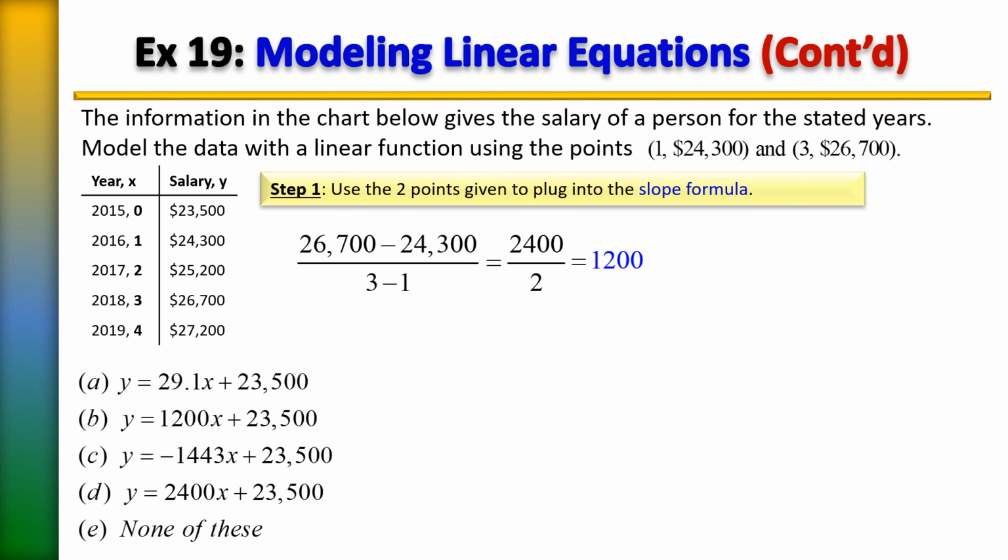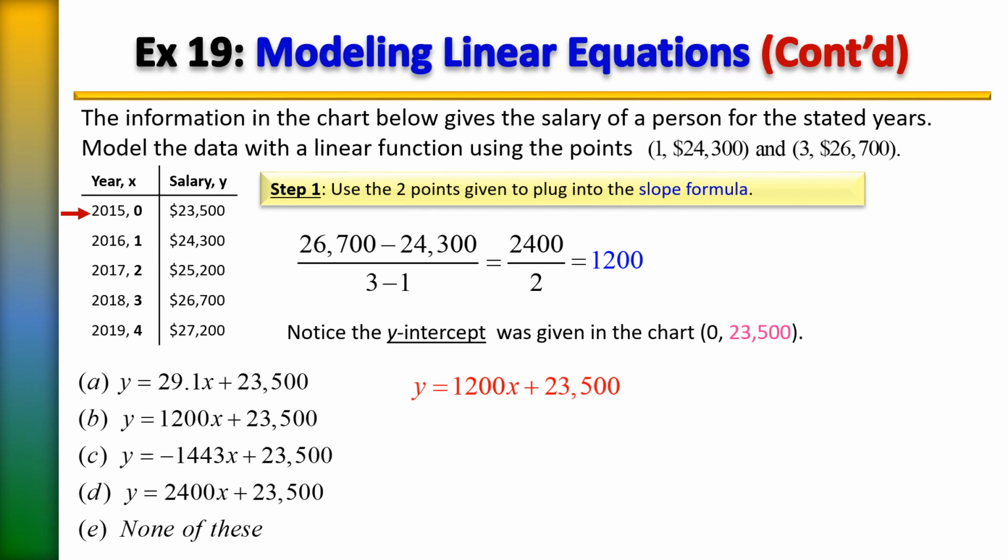If you notice when you're writing a line, we have the y-intercept. Anytime you have an ordered pair where 0 is the x and some number is the y, in this case in our chart we have 0, 23,500, so 23,500 is our y-intercept. So we have our line. We're ready to write our line. Y equals our slope 1200x plus, in the back is your y-intercept, which is 23,500. And there's our line. There you have it, which is choice B.